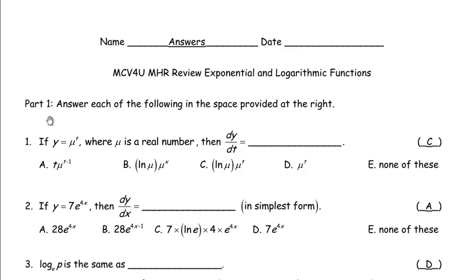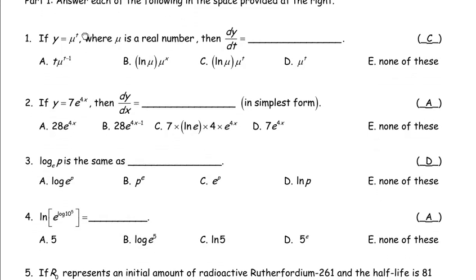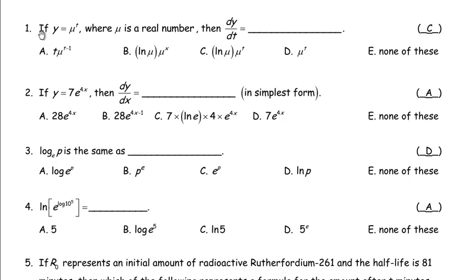And so in question number 1 here, in the first part of the multiple choice, we're asked if y equals mu to the power of t, and mu is a Greek letter. If you haven't heard it before, it's pronounced like a cow, mu. Where mu is a real number, we're asked to find dy dt.